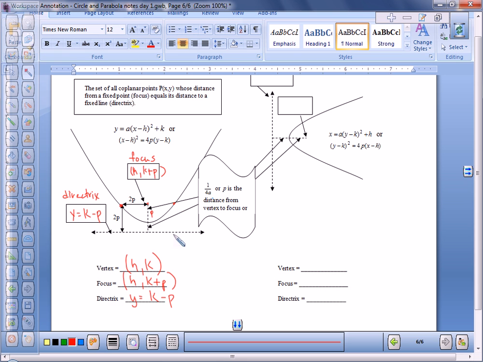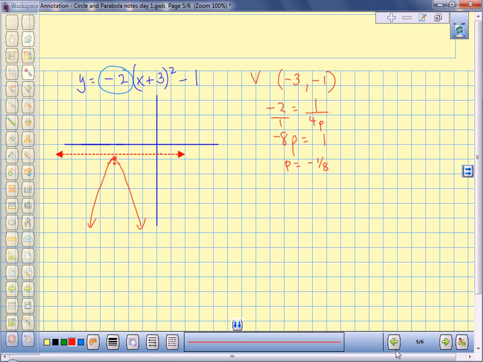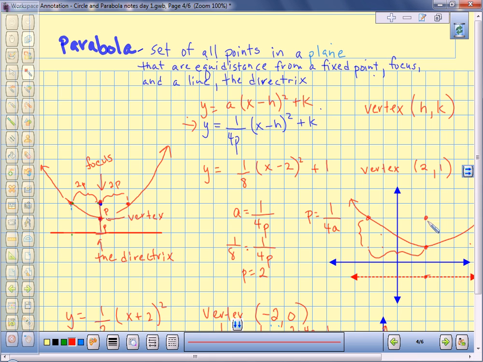Hey, Miss Willoughby, how do you get those points that you just put little dots on? These are 2 times P distance from the focus. So what we did over here is our focus was here, P was 2, so we went over 2 times P, which is 2 times 2, or 4 units. And we do that on either side every time.